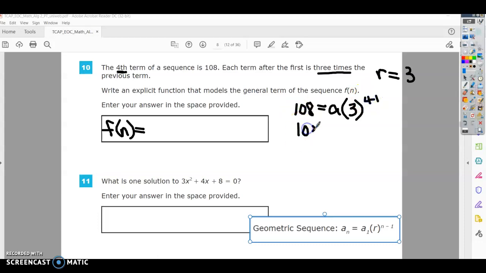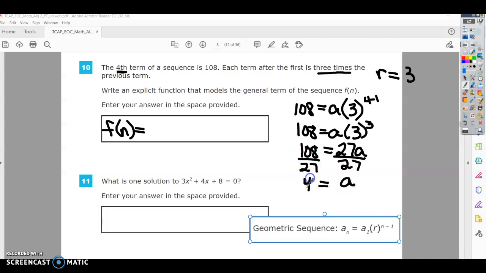So it's going to be 108. We're trying to find our first term right now. And then it's going to be 3. 4 minus 1 is to the 3rd power. So we're going to have 108 equals a times 3 cubed, which is 27. And then I'm going to divide both sides by 27. So a is going to equal 4.